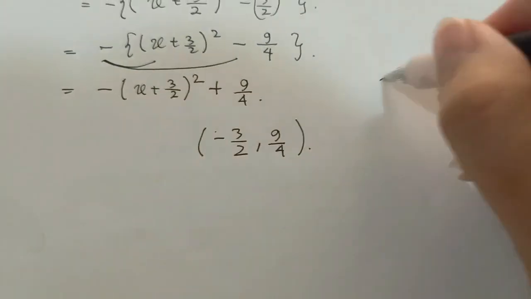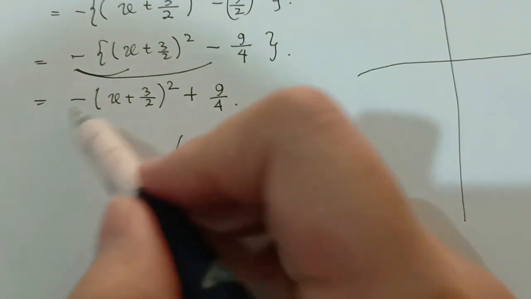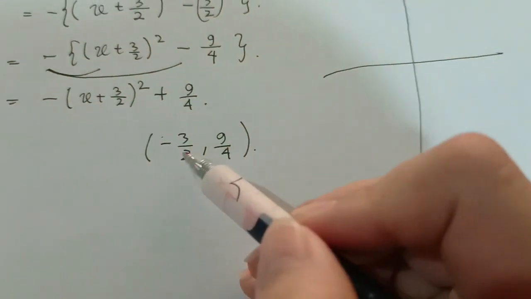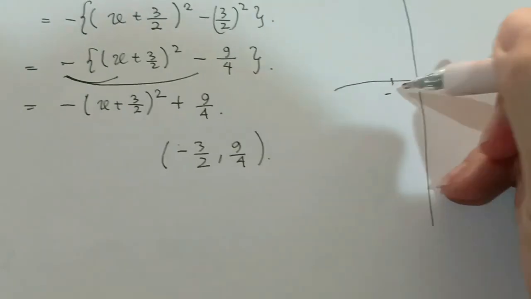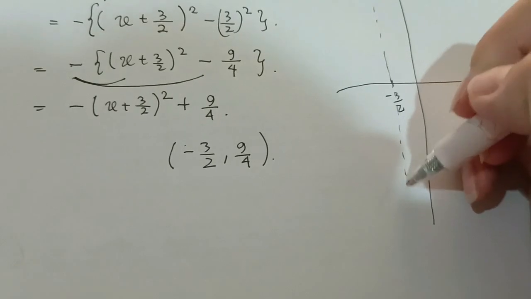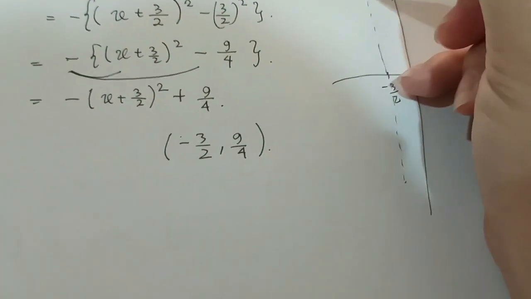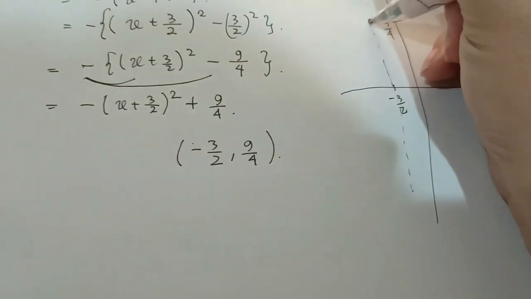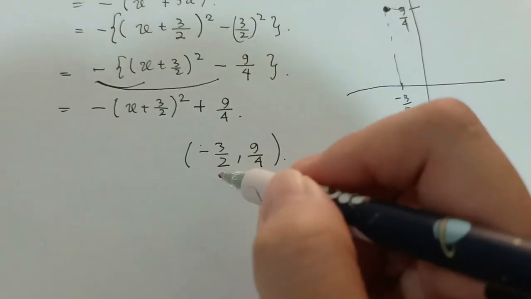Let's draw. Because this is minus, it is going to go down. Minus 3 per 2 approximately over here. Don't get confused, just give a number. 9 per 4 approximately over here. The axis is minus 3 per 2.